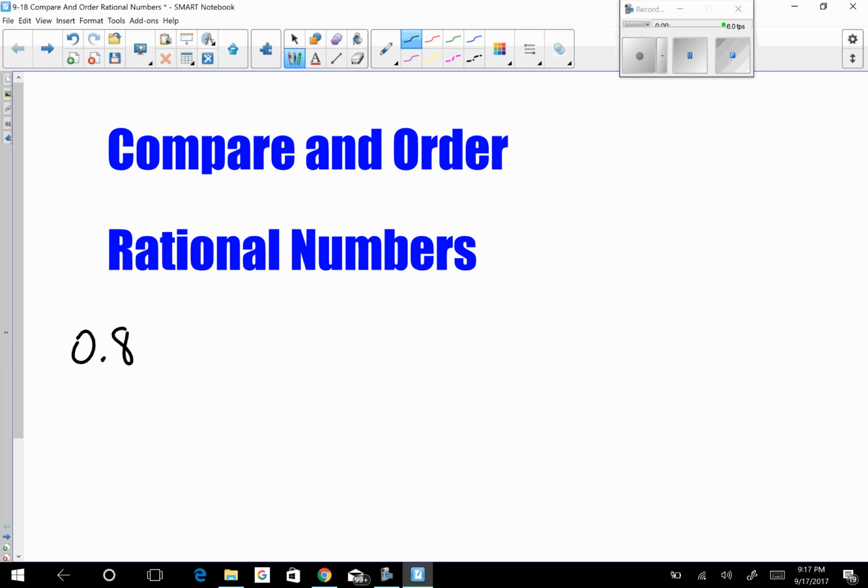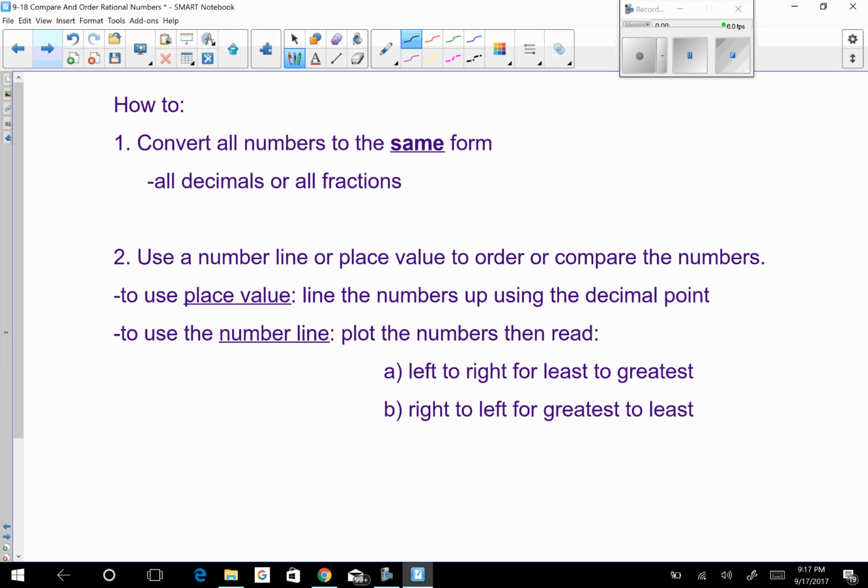So 0.8, that's a rational number. 1, that's a rational number. -5, that's a rational number. So we're going to learn how to order and compare these, just like we did with the integers.